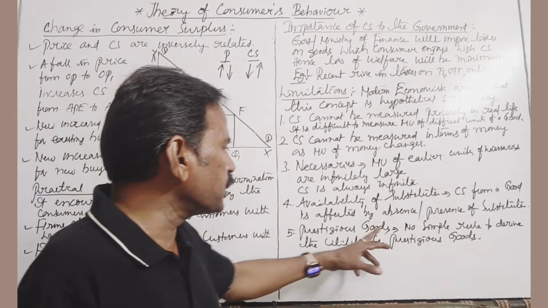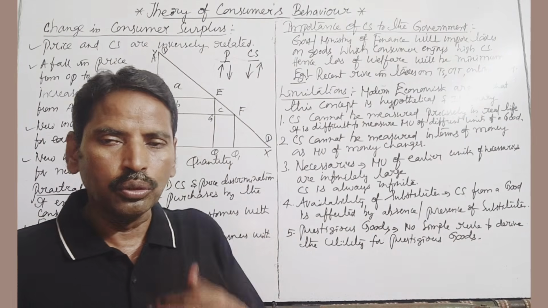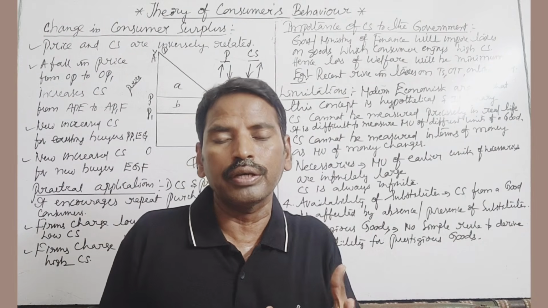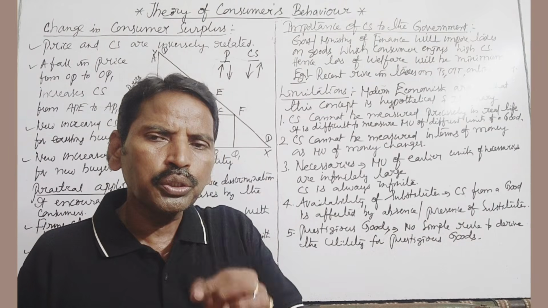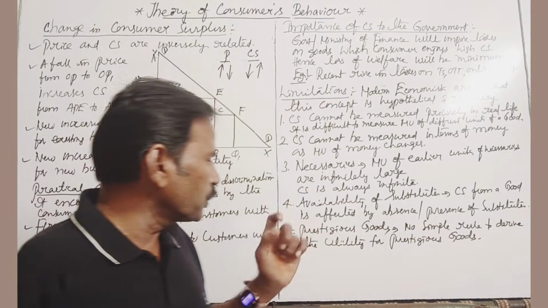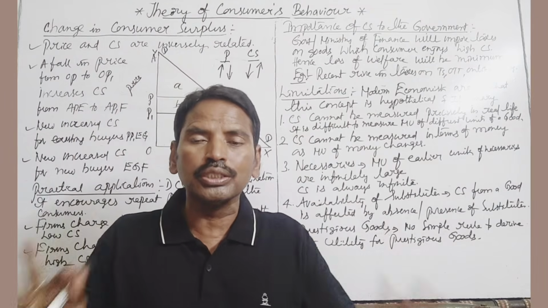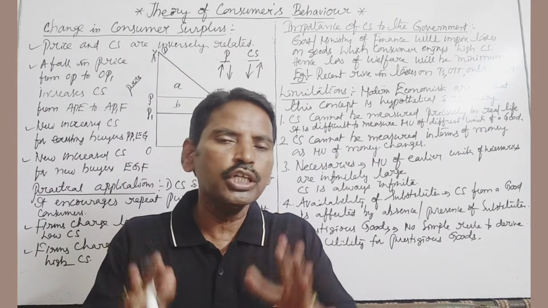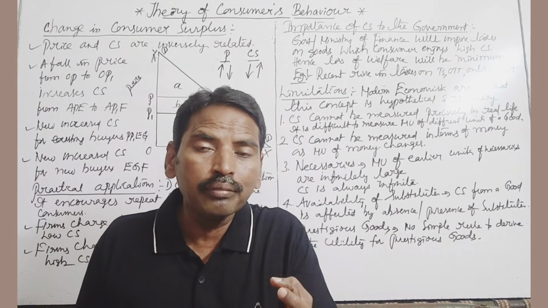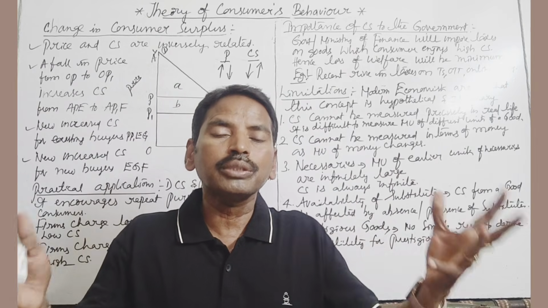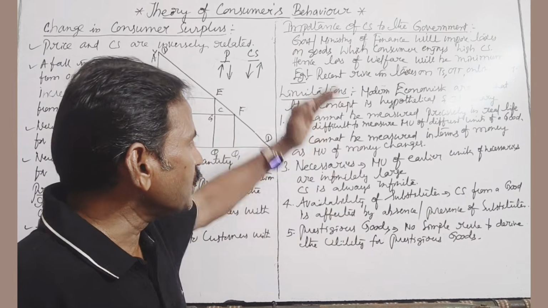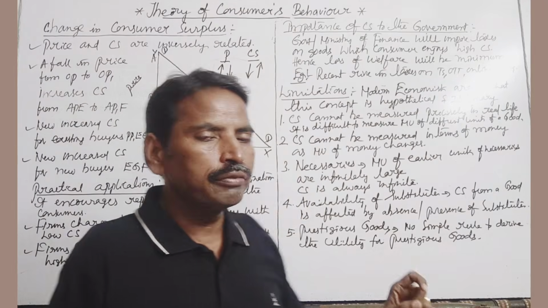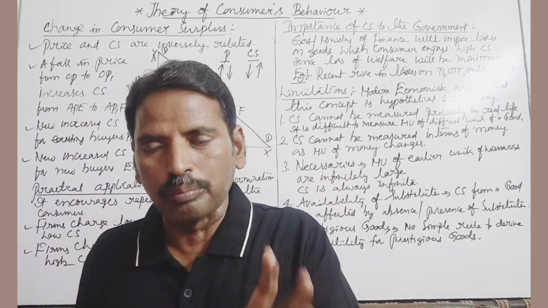Last one, prestigious goods: diamonds, gold, jewelry, costly furniture, costly cars. There is no simple rule to derive the utility from a prestigious good. There is no specific rule to obtain utility from the consumption of a prestigious good. These are the limitations of the theory of consumer surplus.